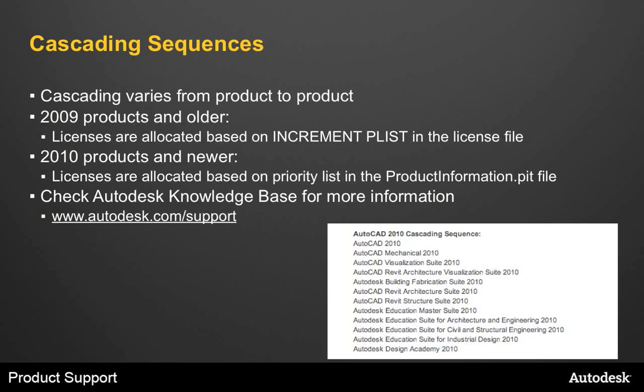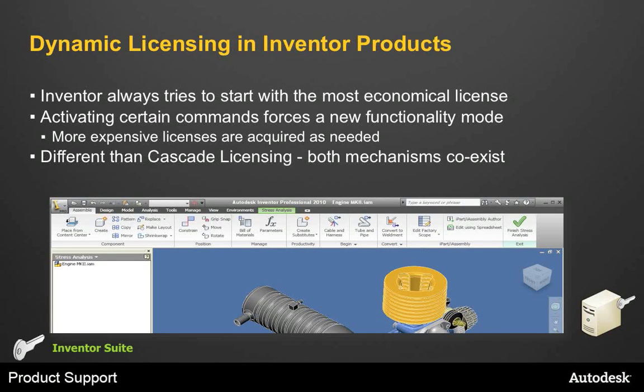This file is encrypted and unreadable, so there's no way of looking at it to figure out what the Cascade order is. So what I recommend is that you go to the Autodesk knowledge base, autodesk.com/support, and do a search on Cascading Sequence. And you'll find solutions out there that list the cascading sequence for products in the last couple of major releases.